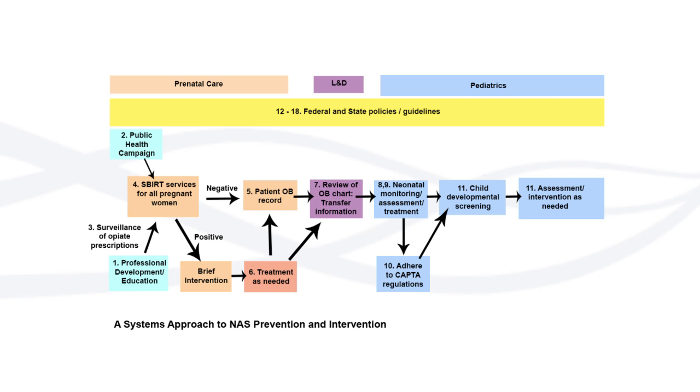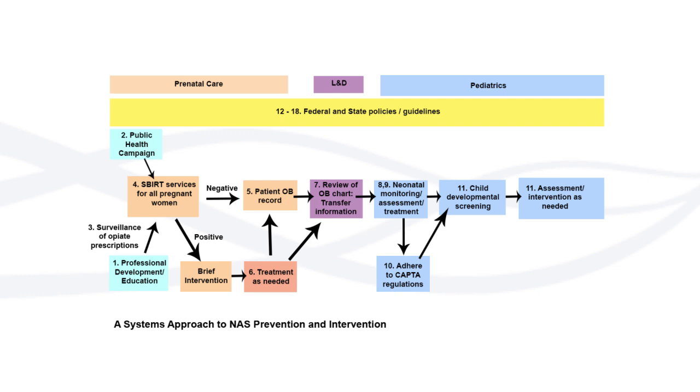The third area in the preconceptional period is we have to initiate better surveillance of opiate prescriptions in all states. Each state should have an integrated system for monitoring physicians who are prescribing opiates, pharmacies that are filling these prescriptions, and patient prescription records need to be available across counties and other political jurisdictions within the state. We then move to pregnancy.